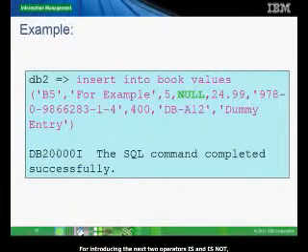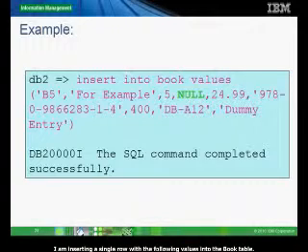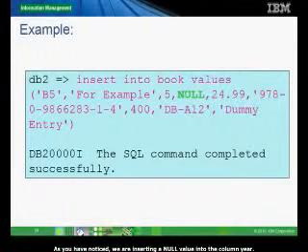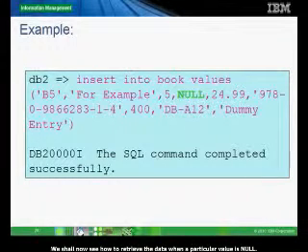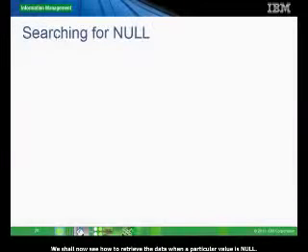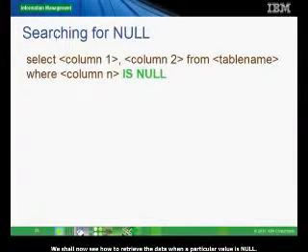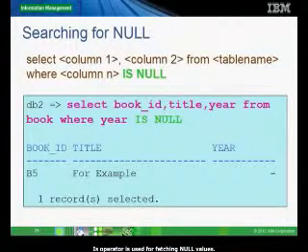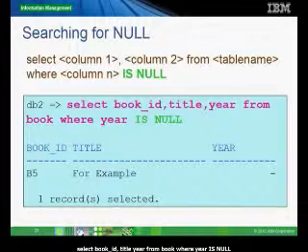For introducing the next 2 operators, is and is not, I am inserting a single row with the following values into the book table. As you have noticed, we are inserting a null value into the column year. We shall now see how to retrieve the data when a particular value is null. The is operator is used for fetching null values. Select book ID, title, year from book where year is null.